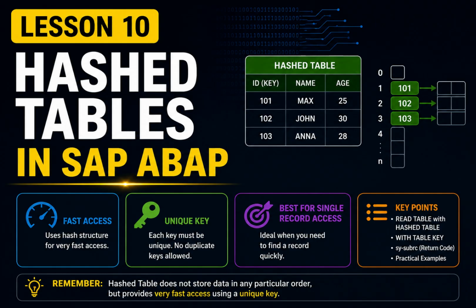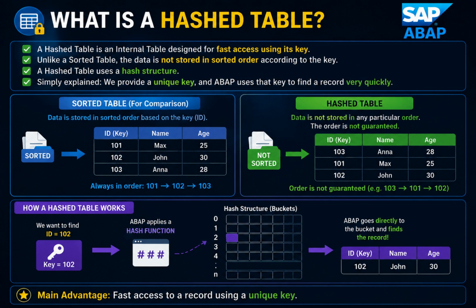What is a hashed table? A hashed table is an internal table designed for fast access using its key. Unlike a sorted table, the data is not stored in sorted order according to the key. A hashed table uses a hash structure. Simply explained, we provide a unique key and ABAP uses that key to find a record very quickly.